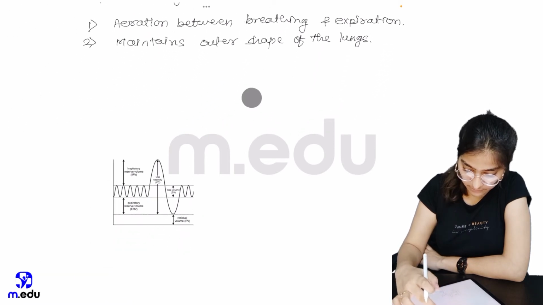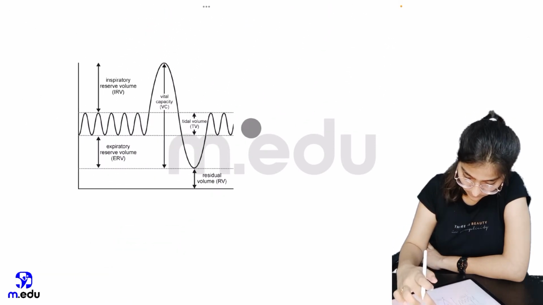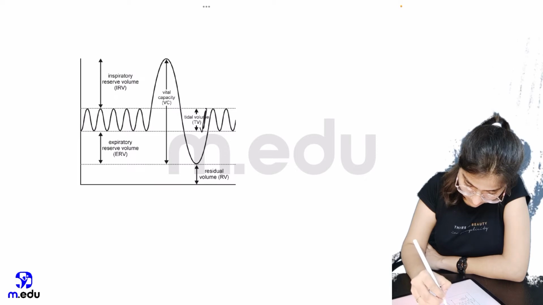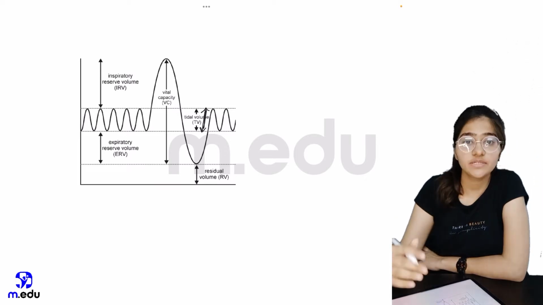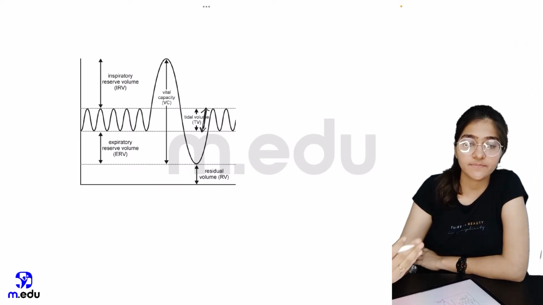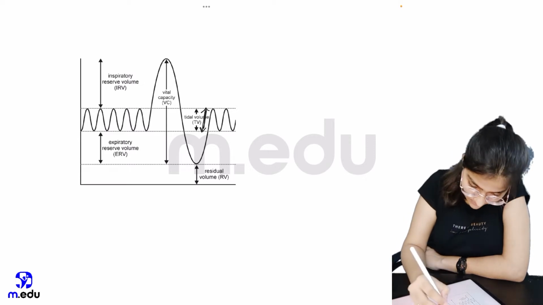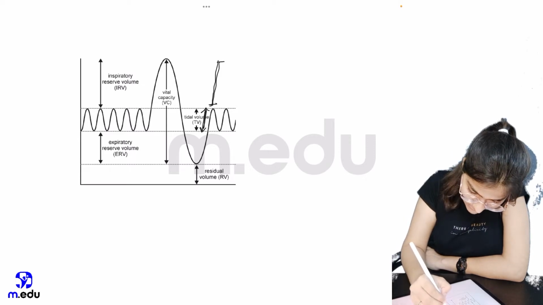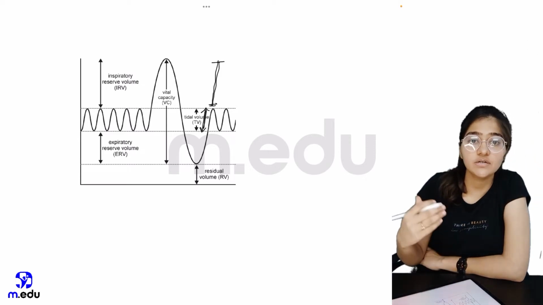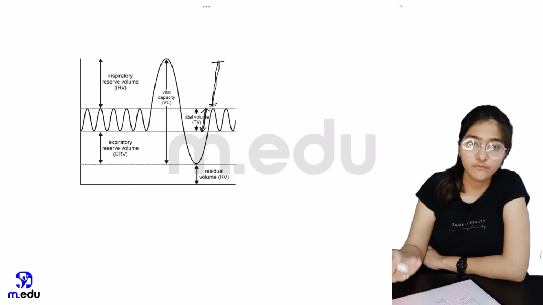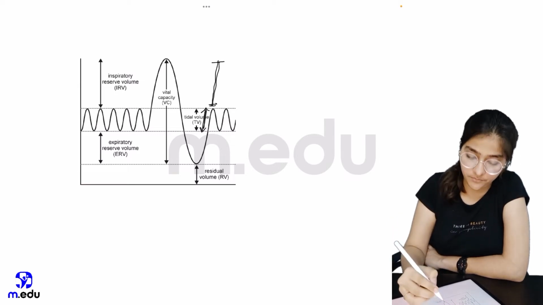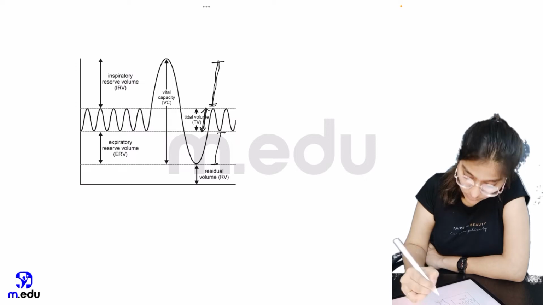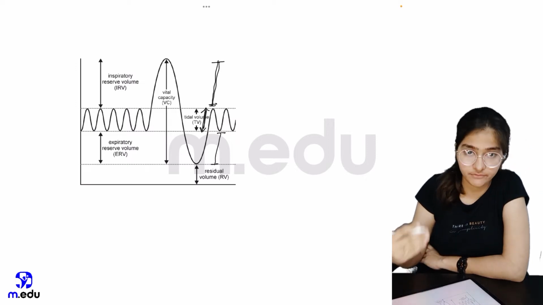So we have a graph to explain all the volumes. This is tidal volume. Tidal volume is the volume that could be inspired or expired in quiet breathing. This is inspiratory reserve volume. Why is this called inspiratory reserve volume? Because this is the volume of air which could be inspired forcefully after tidal volume. And this is expiratory reserve volume that could be expired forcefully after tidal volume.